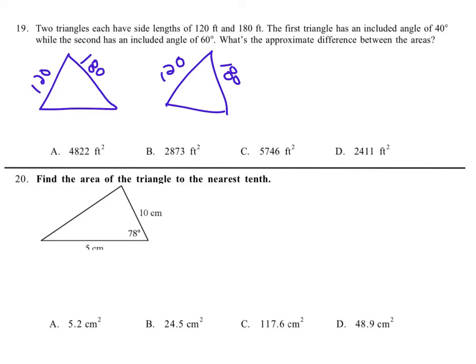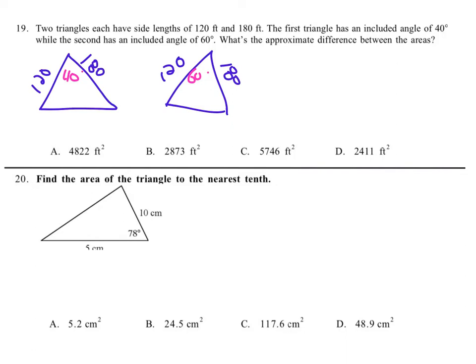Except what they're telling us is they have different included angles. The first one has an included angle of 40. Forget about that, it's not to scale. And the second one has one of 60. They want us to find out what's the difference between the areas. Okay, so let's find the two areas. We're going to say 1/2 times 120 times 180 times sine of 40.